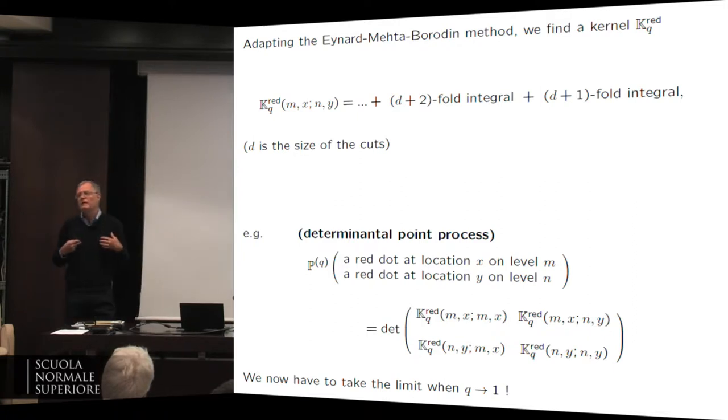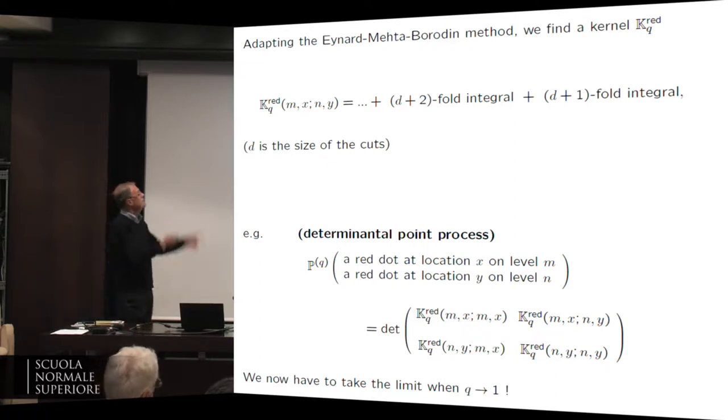Now, remember, I said to you that I like to take the limit of that, the asymptotics, when the size of that figure becomes larger and larger, and where the size of the cut also gets large. But now I'm stuck, because how am I going to deal with a d plus two-fold integral when d gets very large? I'm dead. But anyway, you can take that limit. You take the limit when q goes to 1, because that's what I'm really interested in.